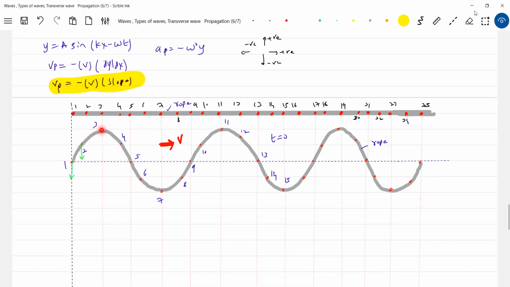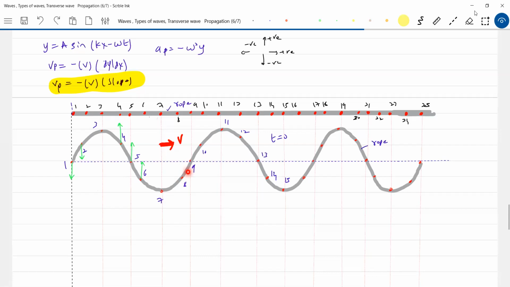What about 3? At that instant, at t equals 0, 3 will be at rest. Point 3 on a rope will be at rest. What about 4? Negative slope, negative of negative, positive. So the point on a rope will be moving up. So 4, 5, 6 will be moving up. What about 7? Slope at 7 will be 0. So 3 and 7 will be at rest.